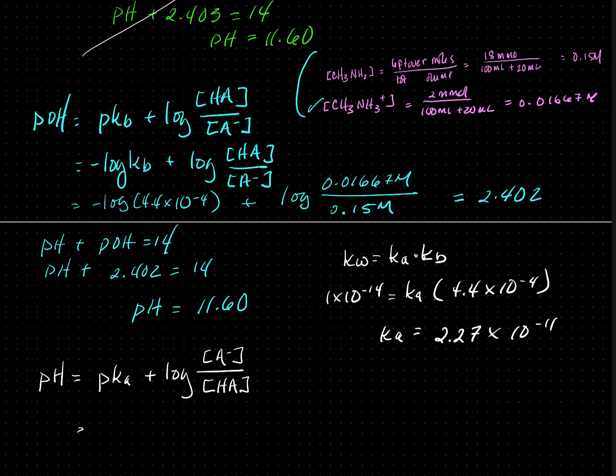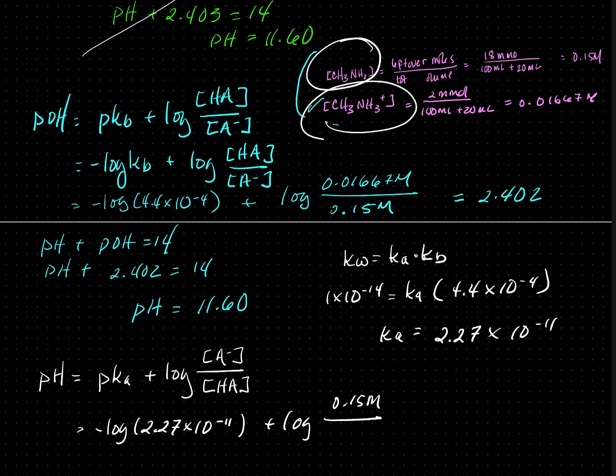So pH is going to be negative log of Ka, which is 2.27 times 10 to the negative 11th, plus log of A minus. A minus is my base. That's going to equal 0.15 molar, divided by my acid, which is down here, 0.01667 molar, and you will get the same answer. You will get 11.60.